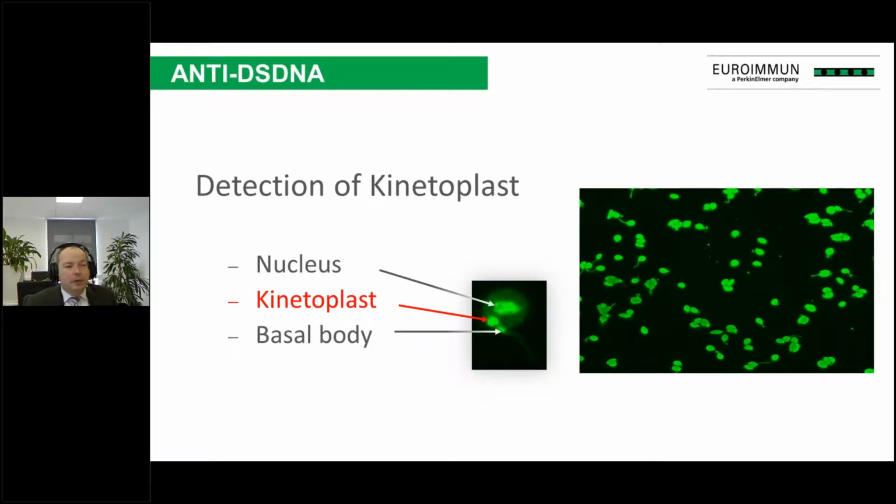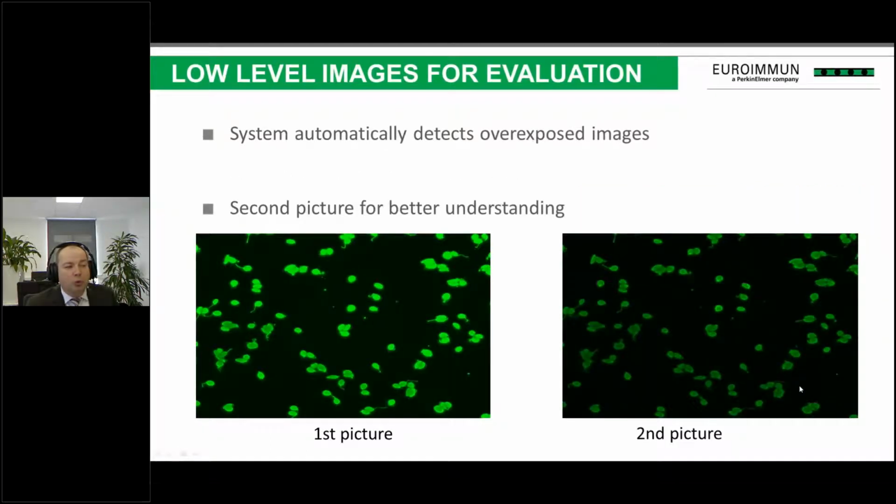And also the problem is sometimes, and a lot of times, you see in the anti-DNA test a lot of brightness. It's very high in a lot of situations, like also in this image, and you see no structure. For this reason, our system checks 2 pictures. The first one for the data calculation, the second one with less exposure time for the recognizing of the structure. And now you see the kinetoplast is dark. We have to report here negative.